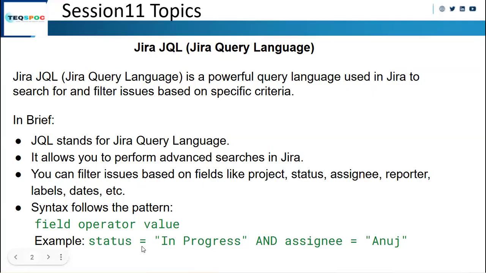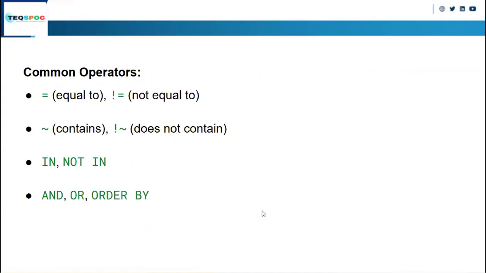Other syntax, the general syntax, let me show you: status equals To Do, or In Progress. When you use two conditions, we can use the AND operator. So the status is In Progress and assignee equals Anuj. Then we get the issues which have that status and that assignee. Now moving to the next.